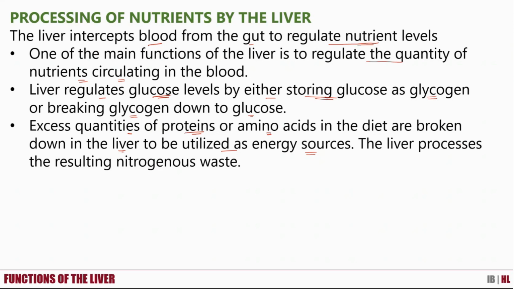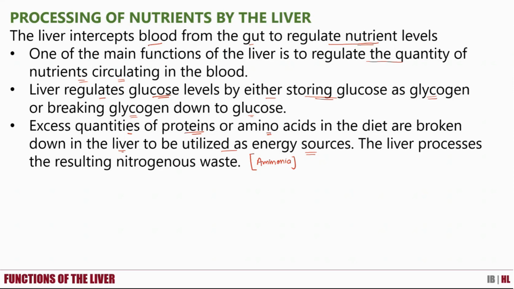So if excess protein or amino acid is there, then again they will create nitrogenous waste. What is nitrogenous waste? Like urine. So urea, ammonia. What is the nitrogenous waste? Ammonia. But ammonia cannot be removed from the body as it is, because removal of ammonia requires a large amount of water.